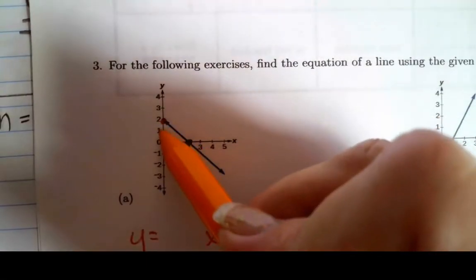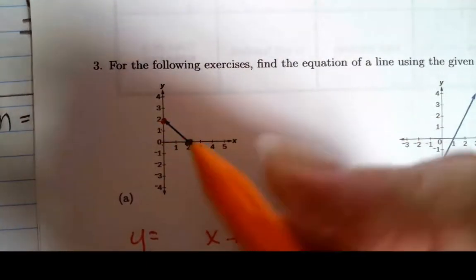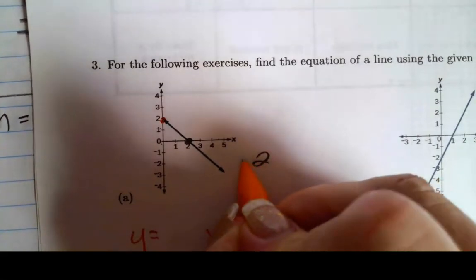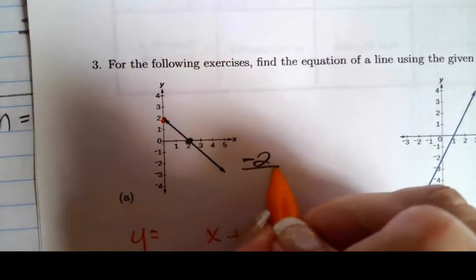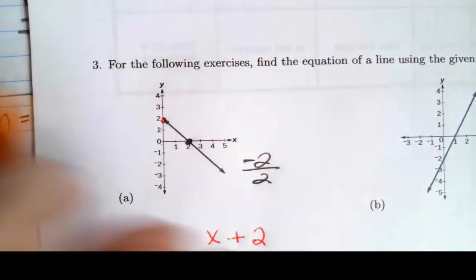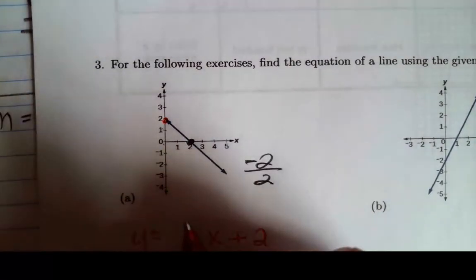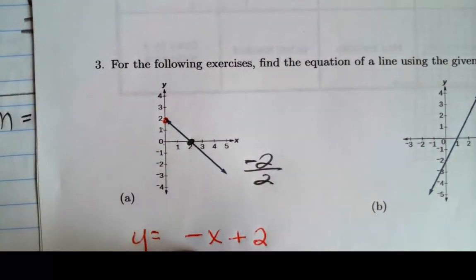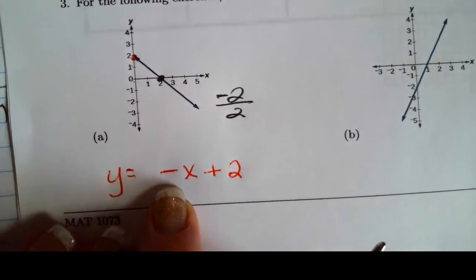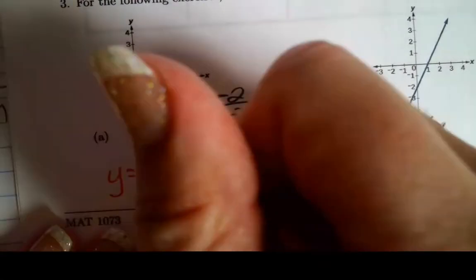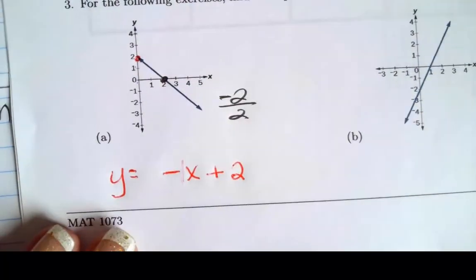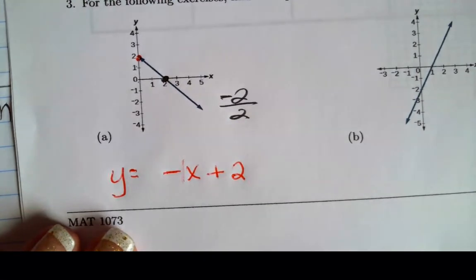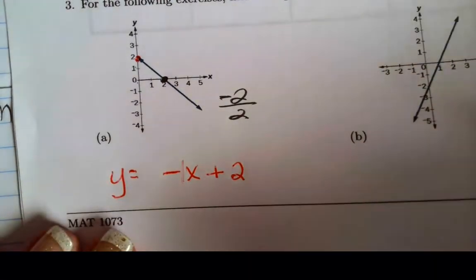I'm going to move down 2 over 2. So down 2 is negative 2 over 2, which gives me a slope of negative 1. And I am too lazy to write the 1, so it's just negative x. There's a 1 that's sitting there that I'm too lazy to write. So negative x plus 2.